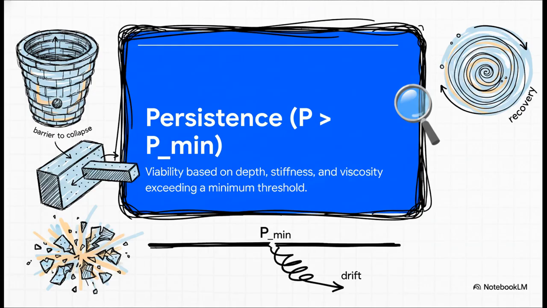And that score comes from three coupled axes. You've got depth, which is the energy barrier preventing collapse, stiffness, which is the immediate resistance to being distorted, and viscosity, which is your relaxation or recovery time. If you drop below that P-min threshold, the system doesn't just get a little unstable. It degrades, it drifts, or it completely collapses.